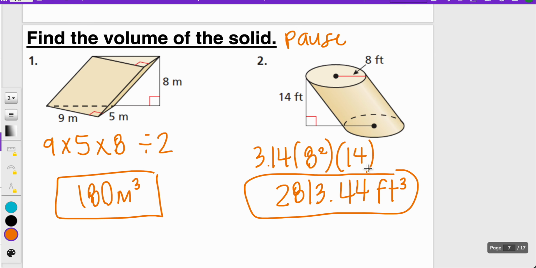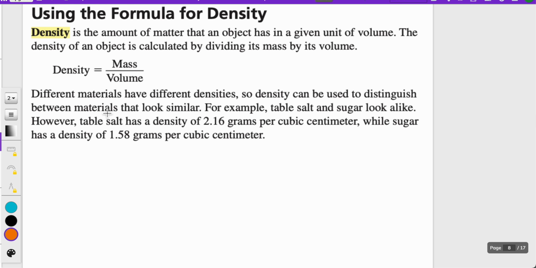Next up, we're going to talk about density. Density is the amount of matter that an object has in a given unit of volume. It'll be telling us how much density an object has, and we'll be essentially looking for the mass. There are a few other things you can read here. You can pause the video here if you want to read more, but essentially we need to focus on how to find density, which is mass over volume.